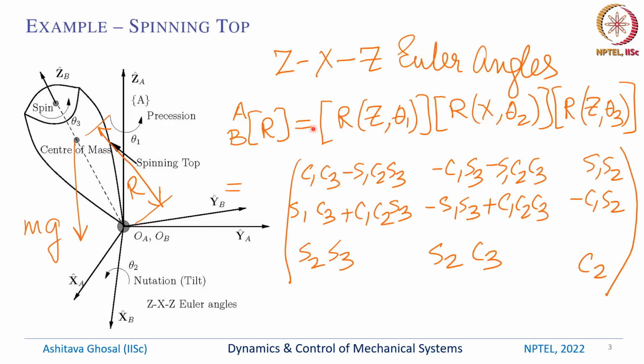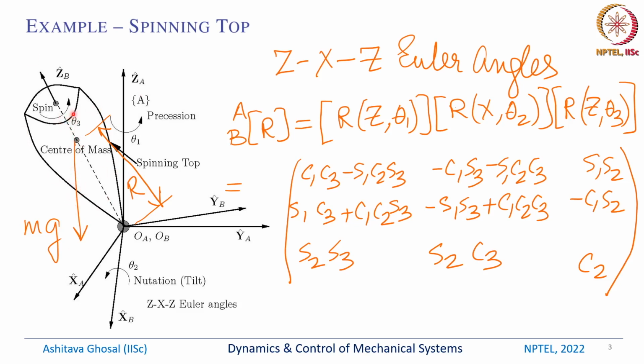The first example is a very classical example. We are going to consider a spinning top. We have already seen what a spinning top does when it is not subjected to an external force. But now we will look at a spinning top when there is an mg force acting at the center of mass here.